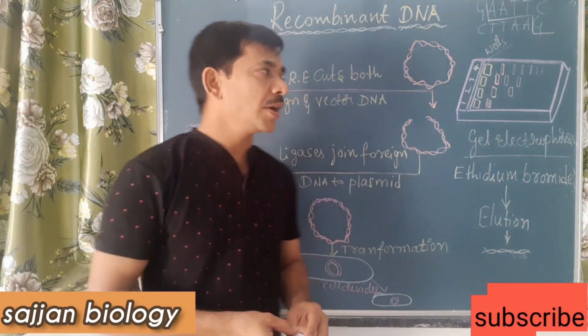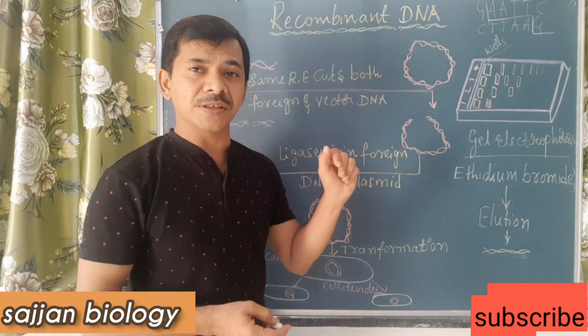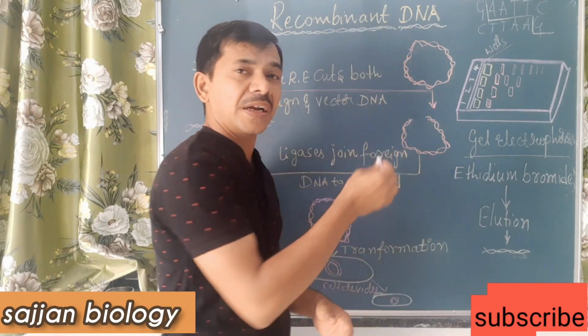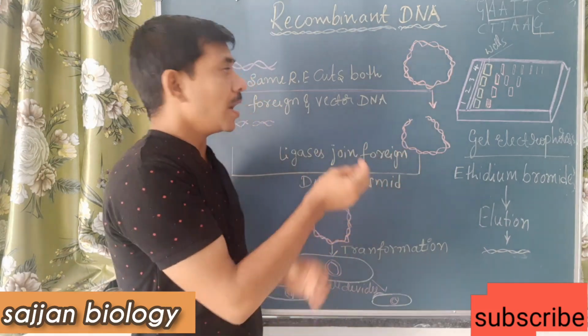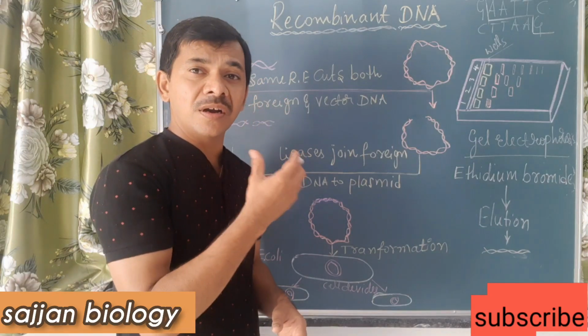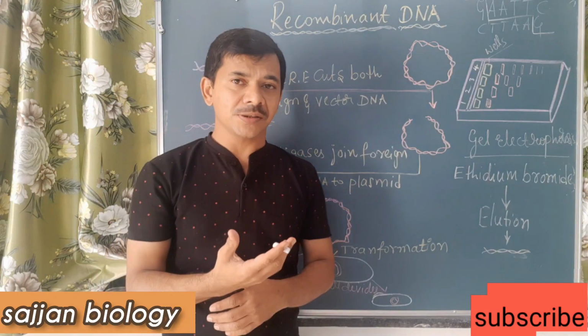And let us discuss what kind of procedure they follow in rDNA technology. Here, this is the foreign DNA and this is the vector DNA. The vector is the plasmid we are extracting from E. coli. And please note here, the vector DNA and the foreign DNA we are treating with the same restriction enzyme.